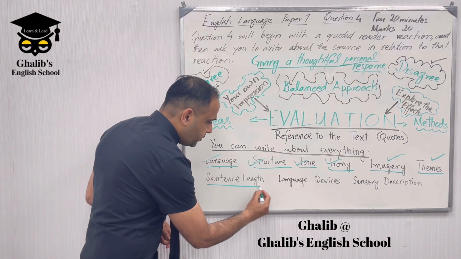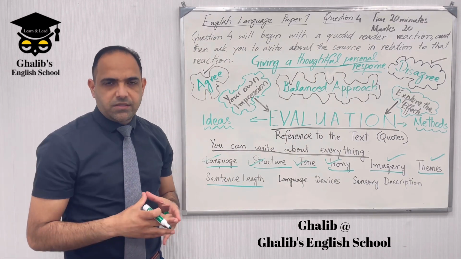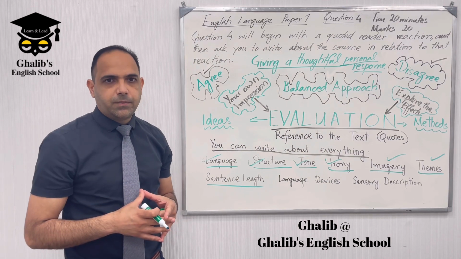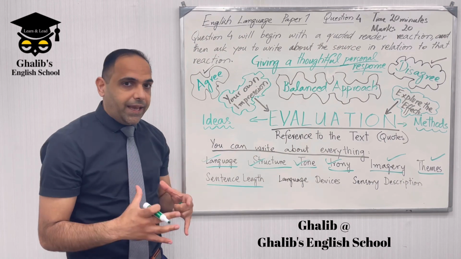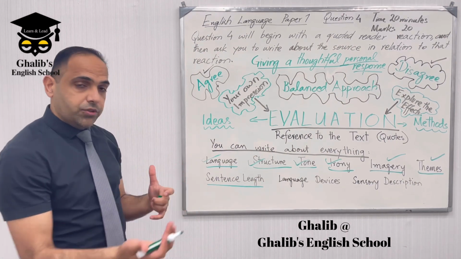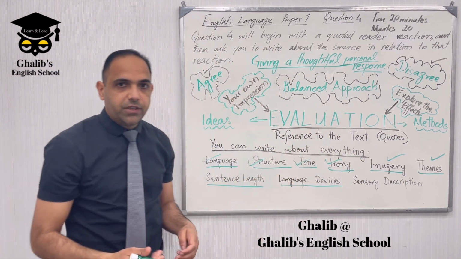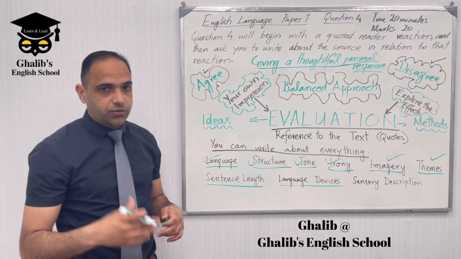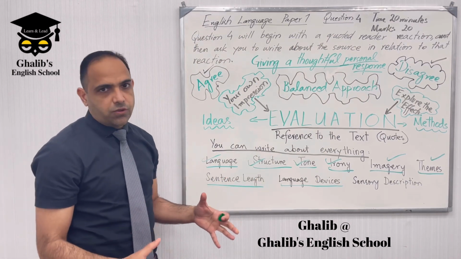You can talk about sentence length. Sometimes writers use complex sentences, sometimes short sentences, sometimes a mix of both. In any case, you can comment on that and you can give some quotation. You can talk about language devices. What type of linguistic devices has the writer used? Similes, metaphors, onomatopoeia, alliteration, and so on.